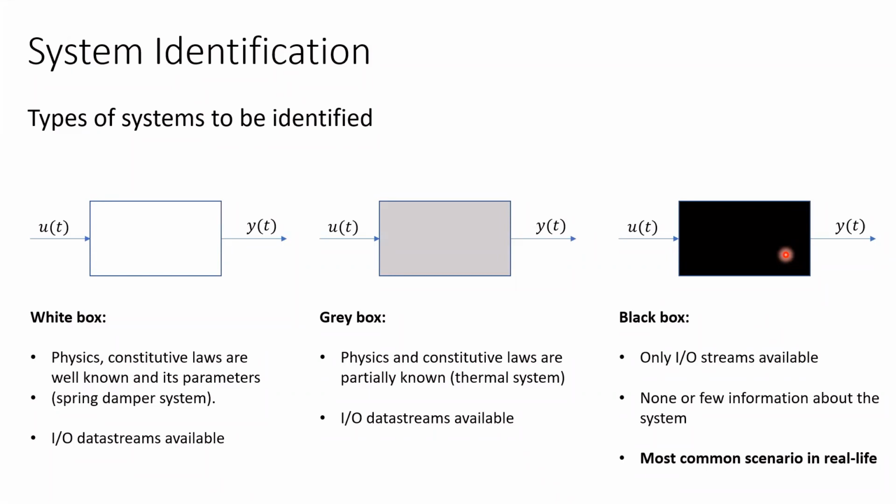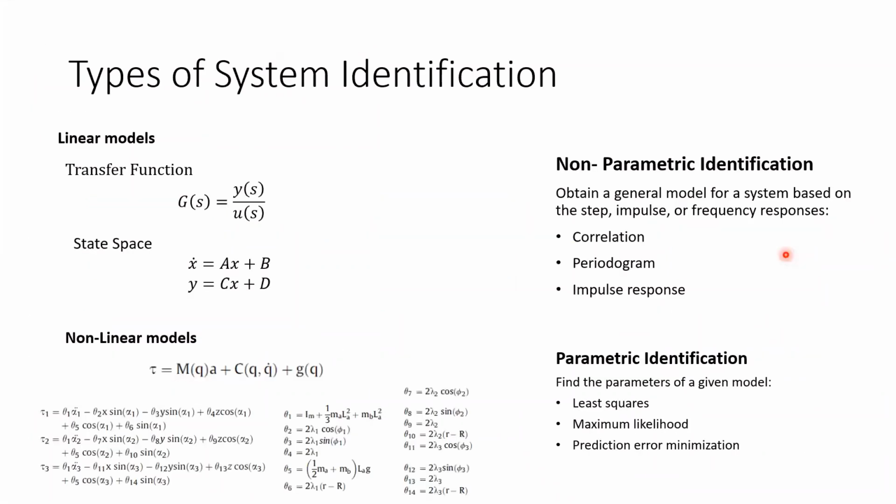So based on this idea of white, gray, and black box, let's talk really quickly about types of system identification. Here we have basically two types of models, the linear models and the non-linear ones. In the linear model, the most common representations are the transfer function and the state space.